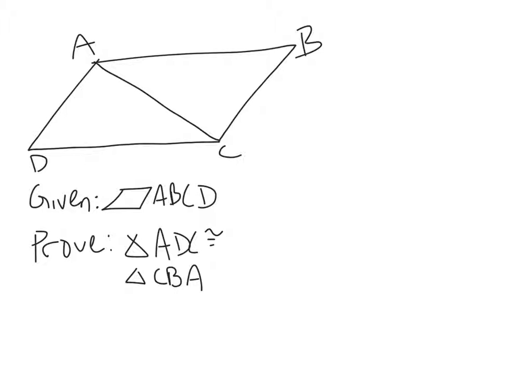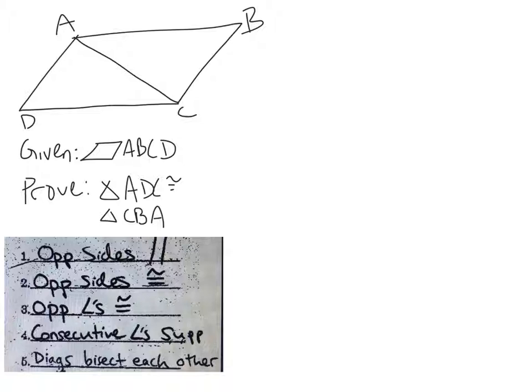We've got a parallelogram, ABCD. Now, we know quite a bit about parallelograms, or we should know quite a bit from our quadrilateral family tree, or the properties chart, which is located on the website. So I know that my opposite sides are parallel, the opposite sides are congruent, the opposite angles are congruent, the consecutive angles are supplementary, and the diagonals bisect each other.